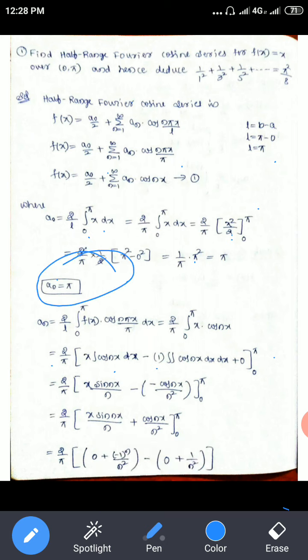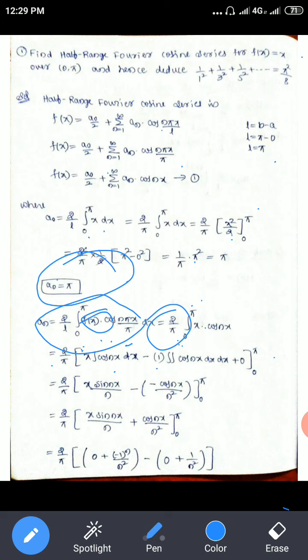So next, a n. Again, what is the formula? Write the formula first. That is 2 by L, integral 0 to pi, f of x into cos n pi x divided by L. L we know that it is pi. So 2 by pi, integral 0 to pi, f of x is x, cos nx. So 2 by pi, this as it is.